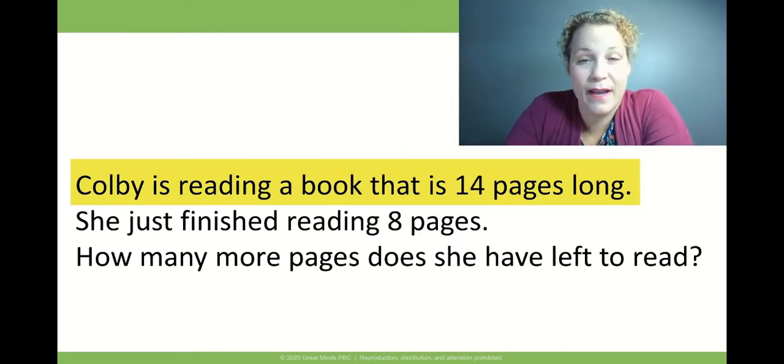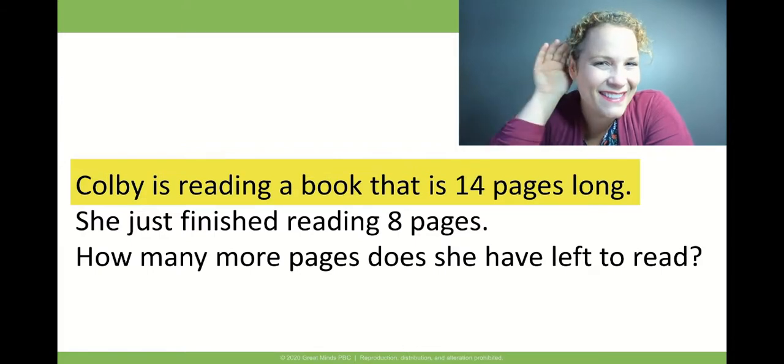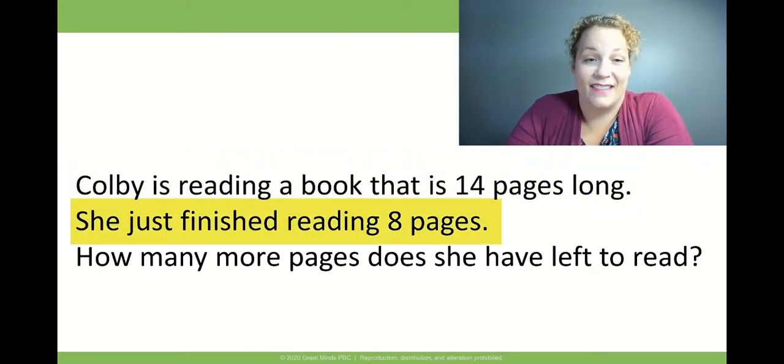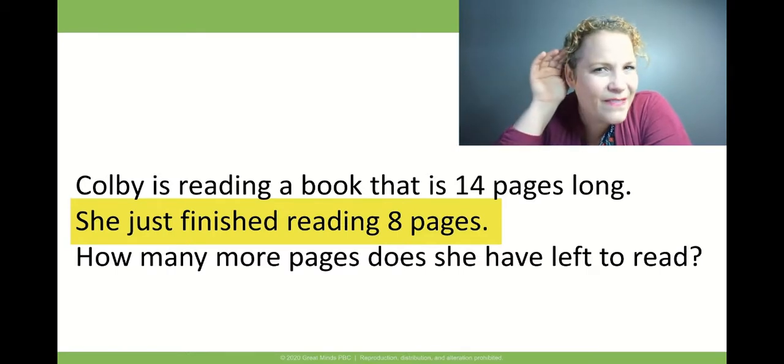Can you think of how you might represent this part of the story in a drawing? Think about it first. Okay, now tell me. Next, it says, she just finished reading 8 pages. Is 8 a part of the total pages? It sure is. Are you ready to solve this problem?